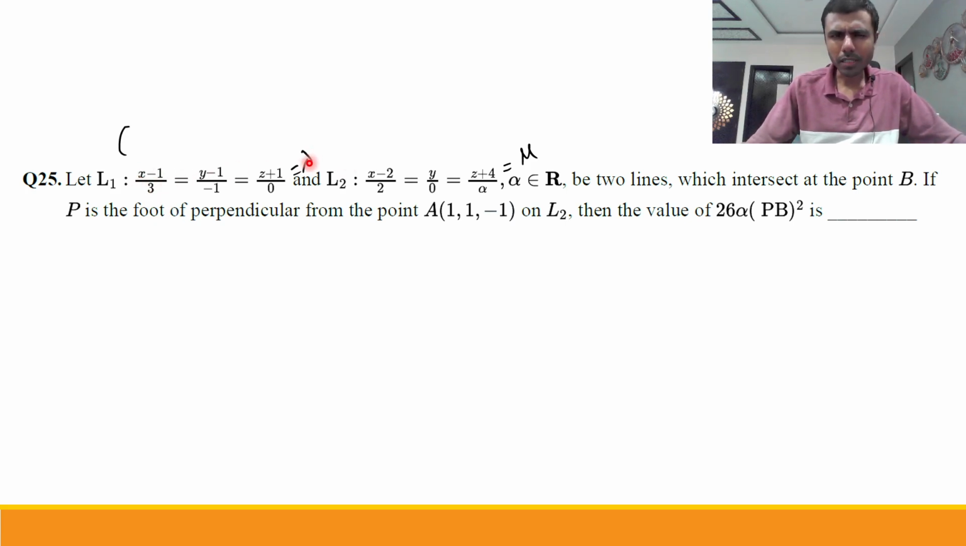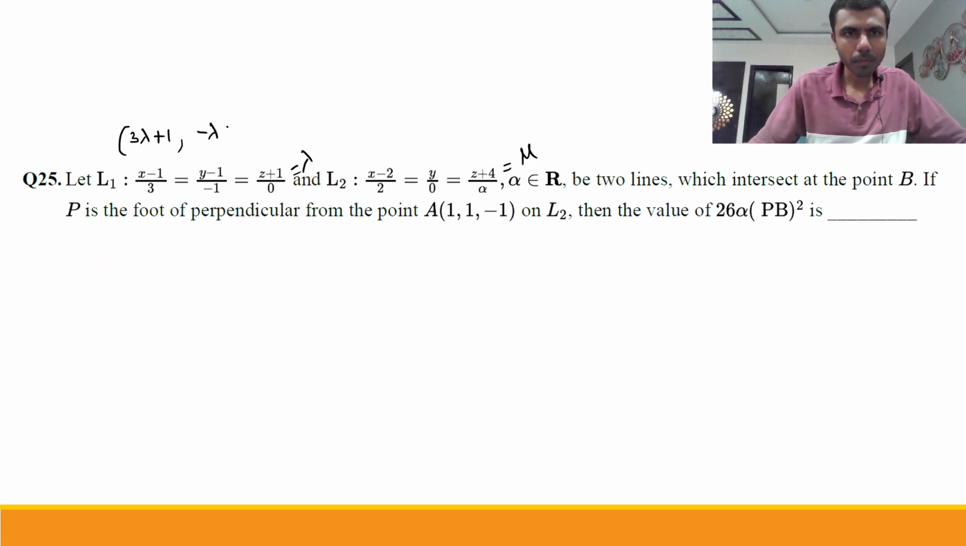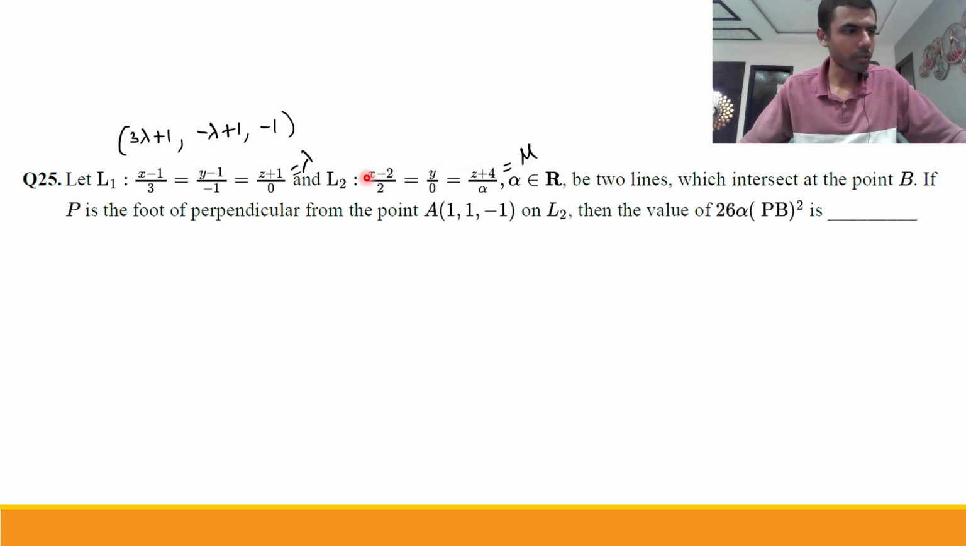x minus 1 by 3 is lambda, so x minus 1 is 3 lambda, so x is 3 lambda plus 1. So the point would be 3 lambda plus 1 and minus lambda plus 1 and minus 1. Now any point over here, it's given by 2 mu plus 2 and 0 and alpha mu plus 4.